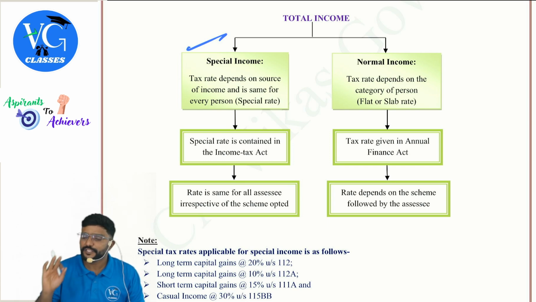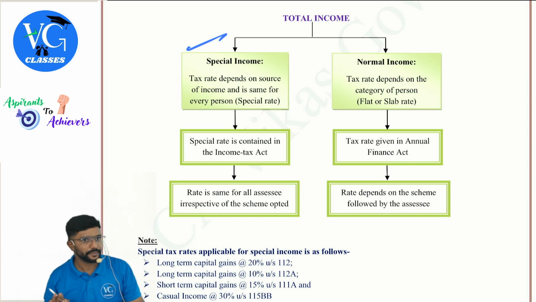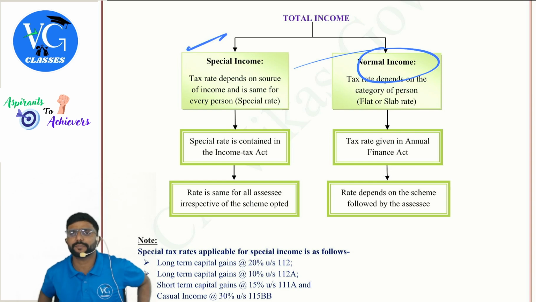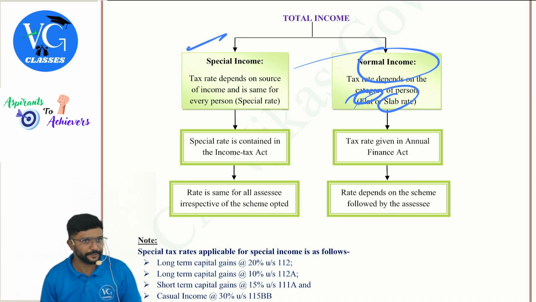Now, whenever there is a special income, first calculate tax on it, then on the normal income. Sir, for normal income, what is the rate applicable? Normal rate, guys. It can be either slab rate or flat rate. For a few assessees, it is slab rate. For a few assessees, it is flat rate. All this we will learn one by one.